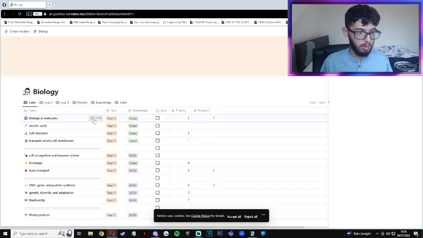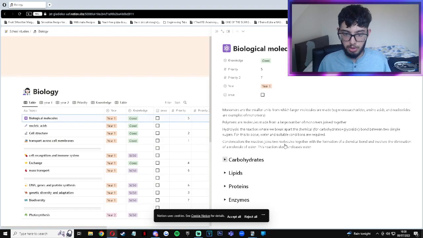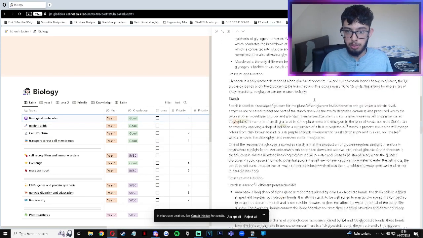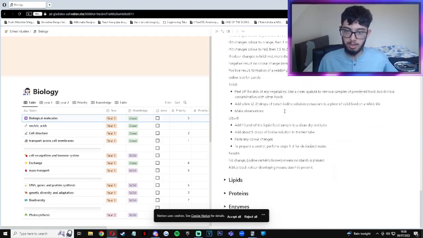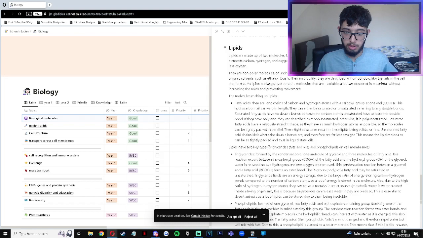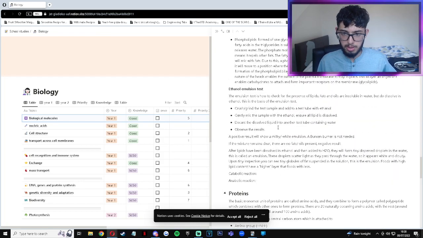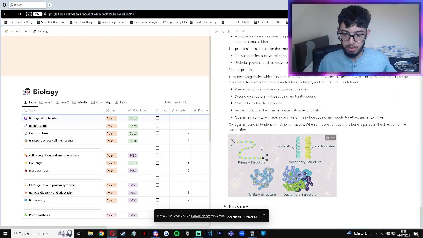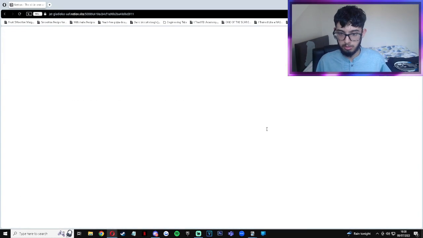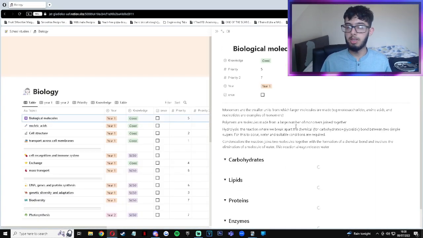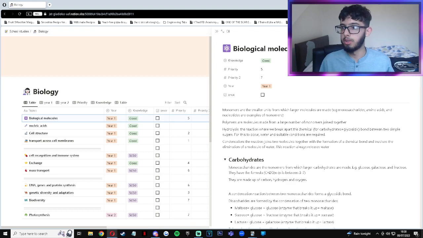If I just open biological molecules, she's got carbohydrates, and then you can just copy and paste stuff to make flashcards, or you can just learn it. You can just go through this and try and understand it and learn it. There's a lot of stuff here. Oof, I don't know if I have this amount of content in my flashcards, but if I don't, then you can go here and just copy and paste it, and then you can make your own flashcards and use that instead.